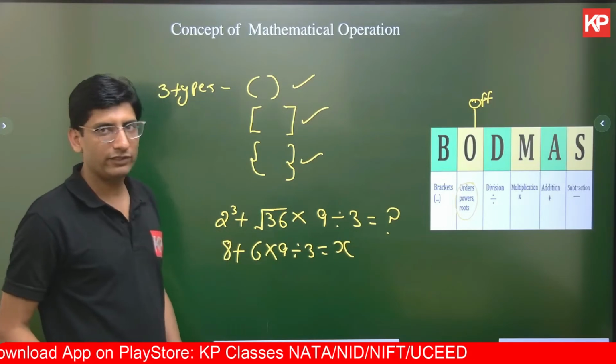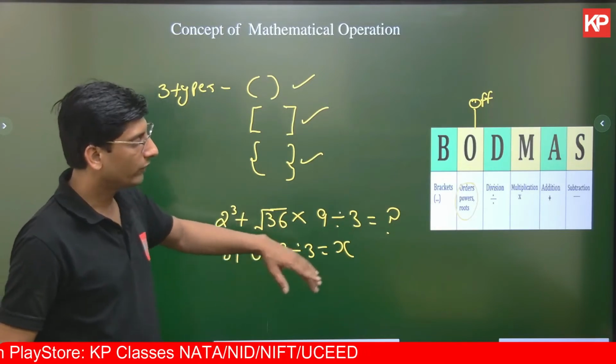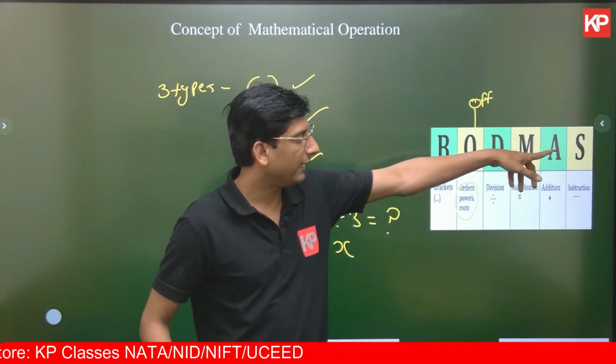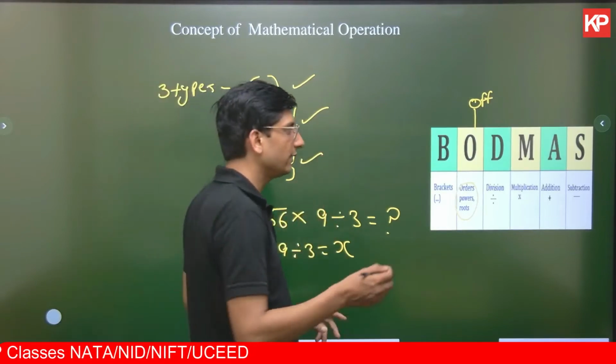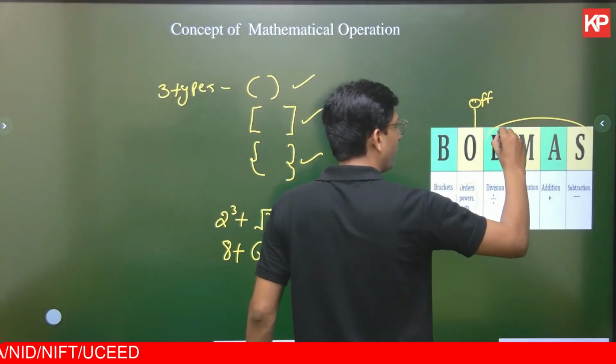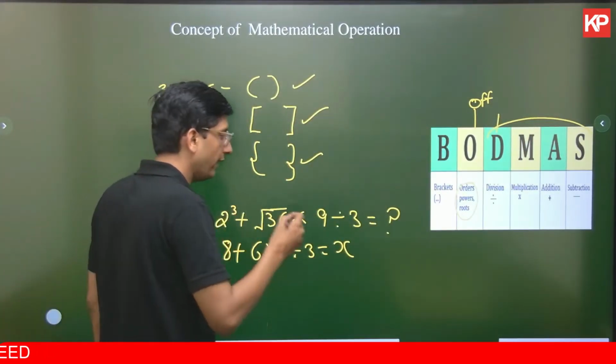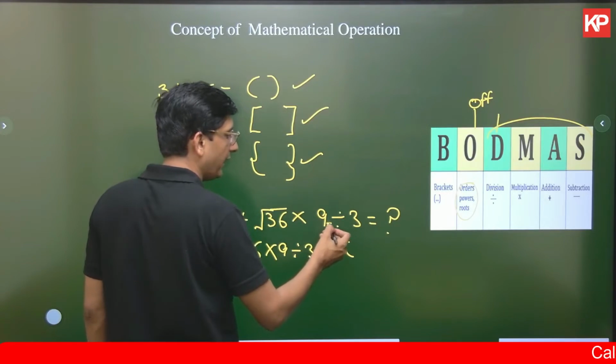Now what is the preferential method? We don't have brackets here, we don't have off here, so we just have divide, multiply, add and subtract. Just these four functions we have to apply. So first thing, you can see that is divide. First you need to divide. That means first we need to divide 9 by 3.